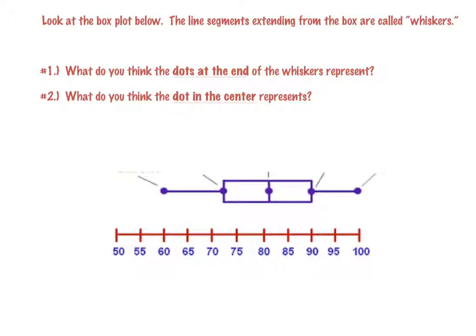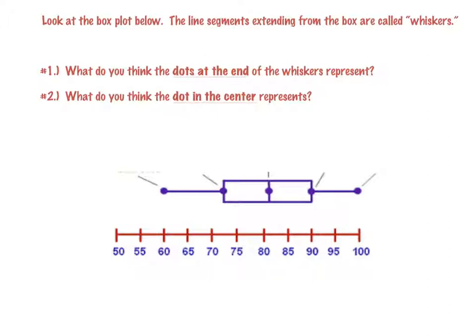Take a look at this graph on the page. This is called a box plot. Right here above the number line, this is called a box plot for a couple reasons. One, you can tell that there is definitely a box in it, and it has some different values plotted along the way. If you look at the two line segments that extend out from the box, these are called whiskers.